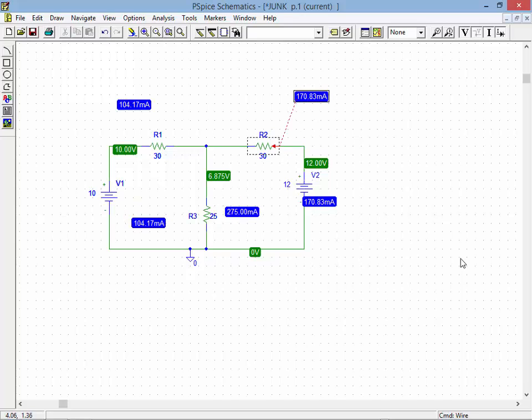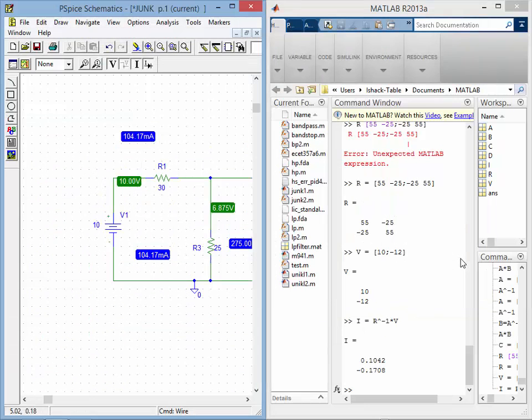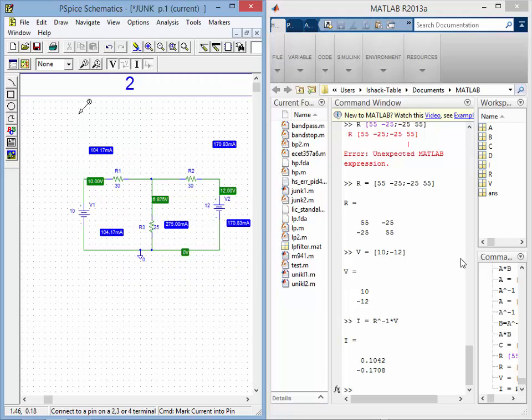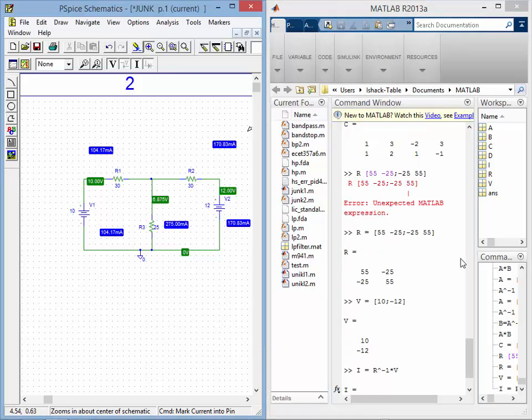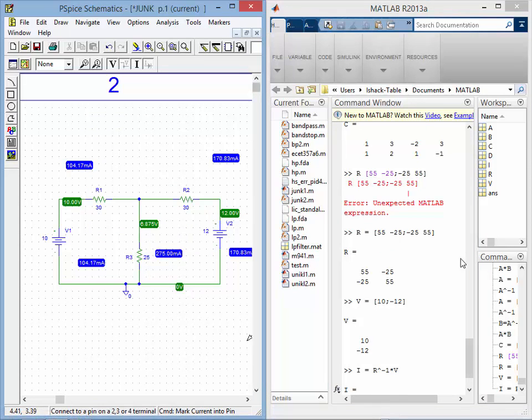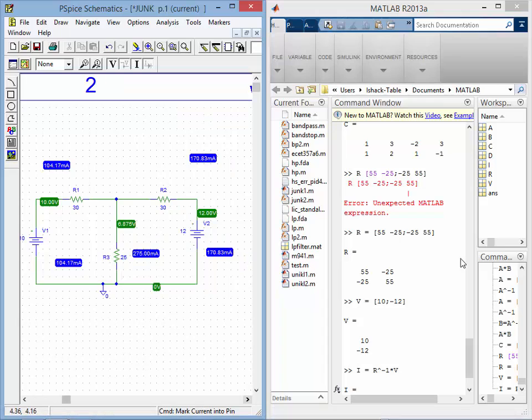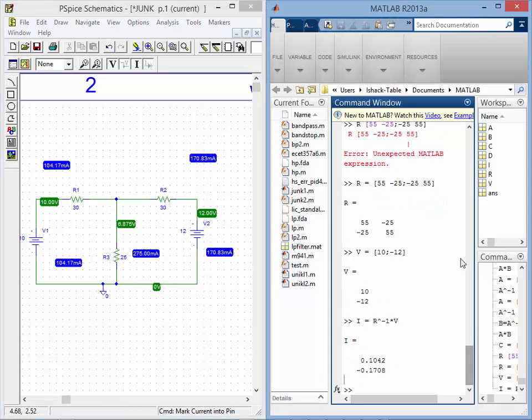Now, the key thing here is if we were to look at, and let me bring this here, and we look at my, is that large enough? You can see that on the left there. You can see those currents right there, 104.17 milliamps. And we come back over to here, and we can see that they do agree.